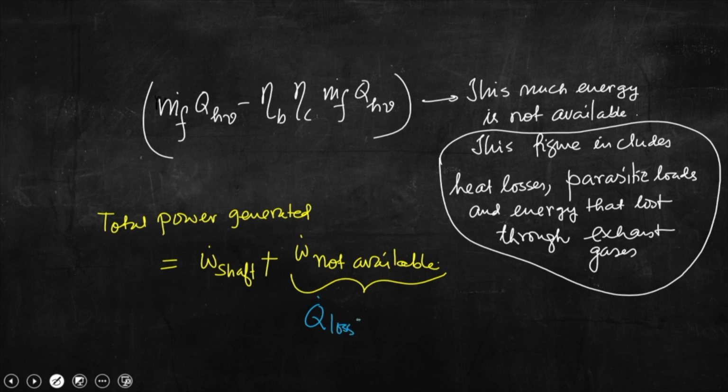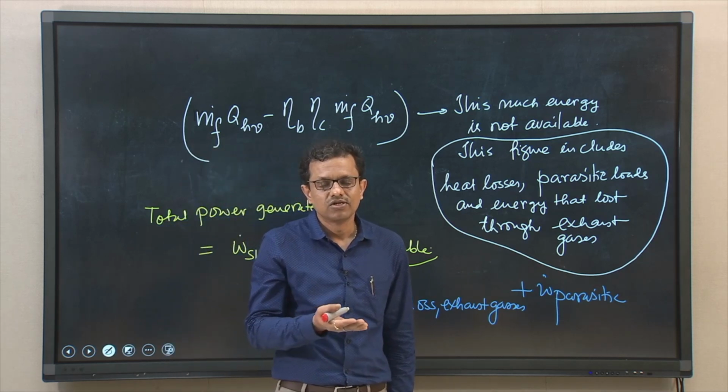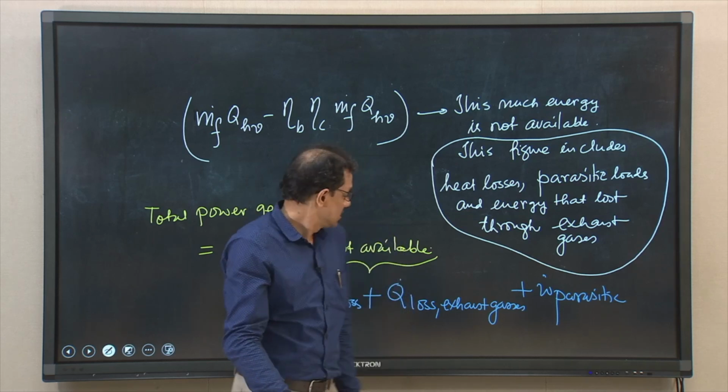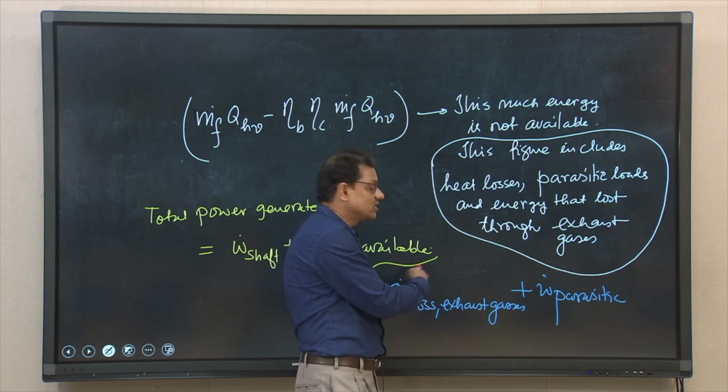Q dot loss plus Q dot loss through exhaust gases plus W dot parasitic, right. Now, this is loss of energy that we shall discuss. This is loss of energy through exhaust gases, and this is loss of energy through conduction, convection, radiation from the engine cylinder into the ambience. This is the loss of energy in the form of enthalpy and chemical energy through the exhaust gases.